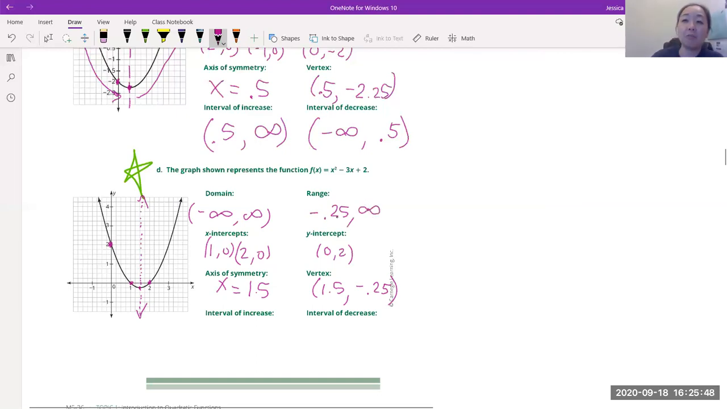Can it be -0.25? Yeah, it can be. Can it be infinity? Nope. Interval of increase and decrease, same as before. Decreasing first, so we go from negative infinity to 1.5. Remember, we're just talking about the x values. And then from 1.5 all the way to positive infinity. Again, just the x values, not the y values.